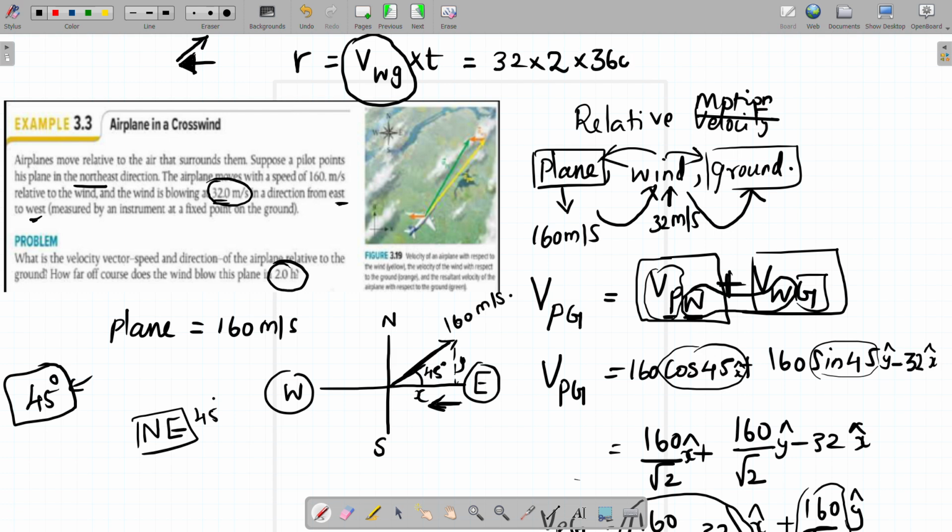So 2 times 3600, because 1 hour has 3600 seconds. Why are we converting hours into seconds? Because the speed is given in meters per second. As we have seconds here, the time must be in seconds. And after finding it, we get 230,400 meters, and changing into kilometers, it is 230.4 kilometers.